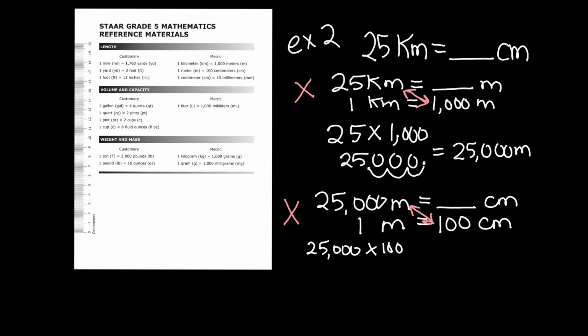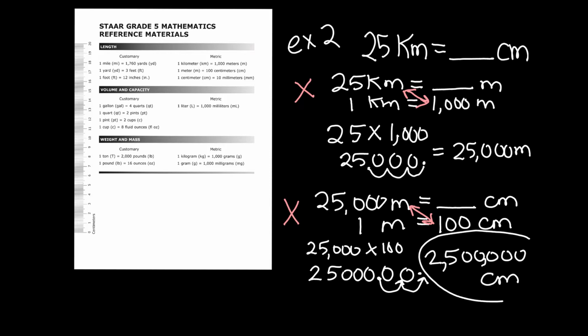It has 2 zeros. So when I multiply that out, I have 25,000 with the decimal at the end, and I'm going to move it twice and add zeros. So my number ends up having 5 zeros, which is 2,500,000 centimeters. That is a lot of centimeters, but that is our answer.